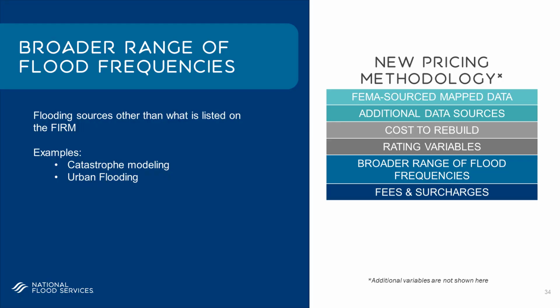Let's move into the broader range of flood frequencies. What does flood frequency mean? Well, under the legacy methodology, the frequency is based on the 1% annual flood event, or what we know as the 100-year flood, because that is what it is commonly referred to as. Under the new methodology, the rating engine is going to incorporate catastrophe modeling. So that will include things like urban flooding, and that's going to be included in the flood frequency calculation. Now, obviously, these are going to expand the number of factors that are being considered, and it does create a broader, bigger range than just what was shown in our flood insurance rate maps with just the 1% annual chance event.